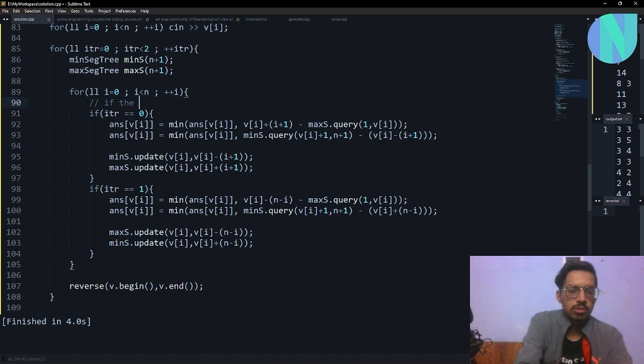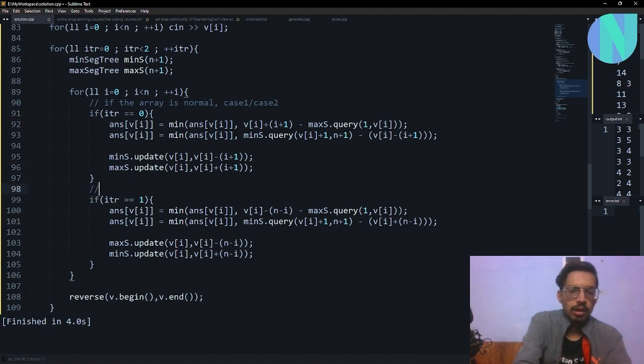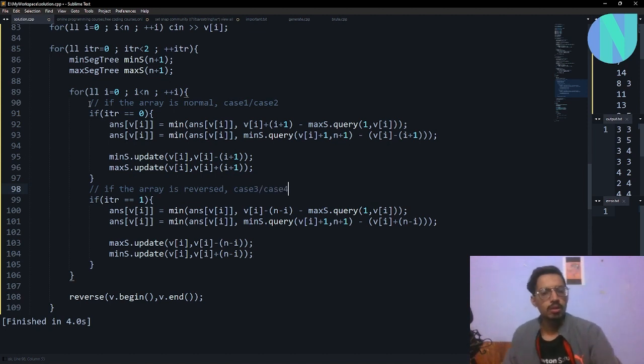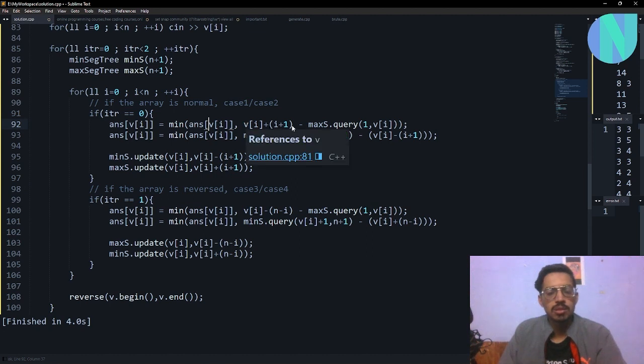If the array is normal, or you can say if you want to find the answer for case 1 and case 2, you will do it here, right? To find the answer for case 1 and case 2, do it here. And if the array is reversed, you have to find the answer for case 3 and case 4 here, right? So my answer of vi is equal to the minimum of answer of vi, and vi plus i plus 1 minus maximum.query(1, vi), right?